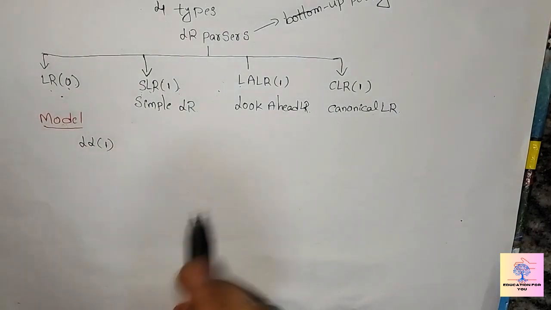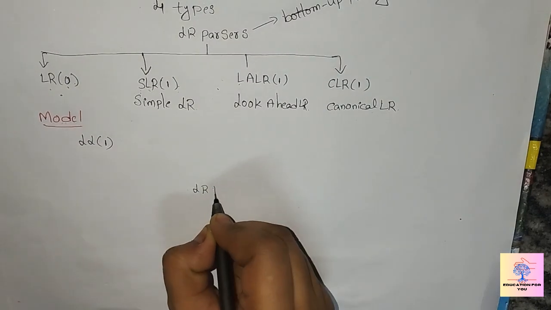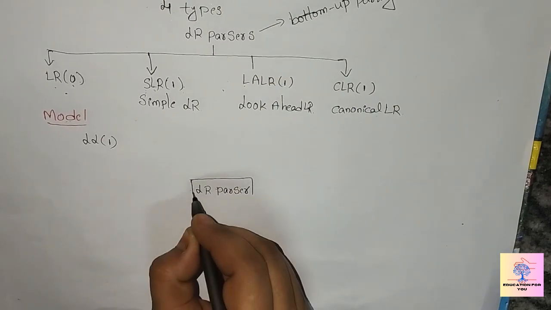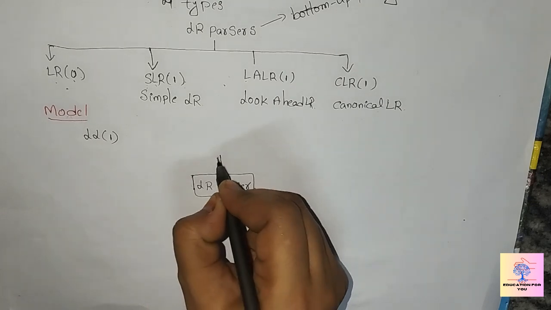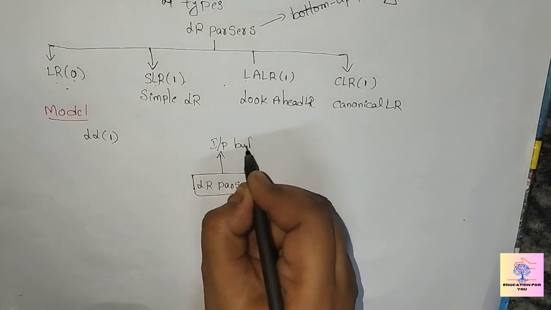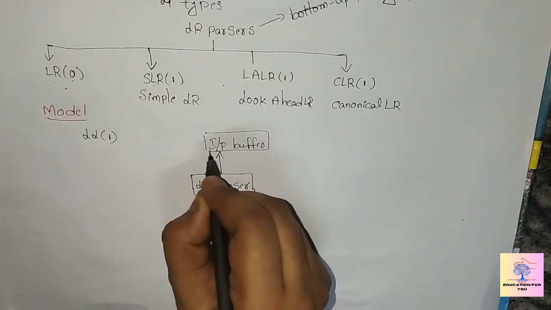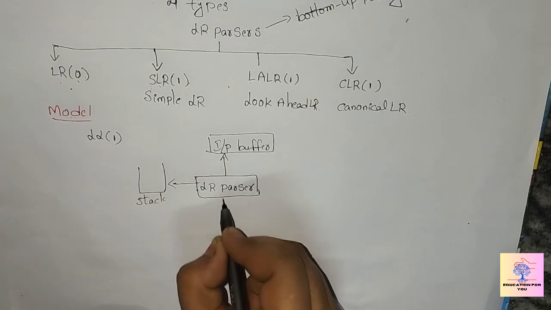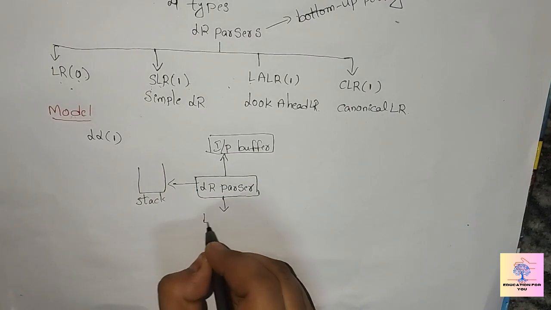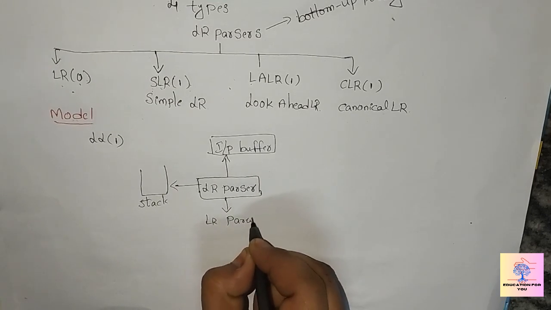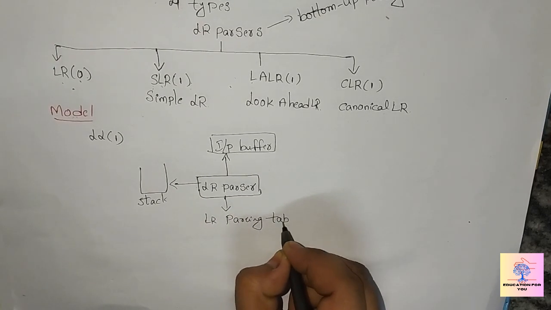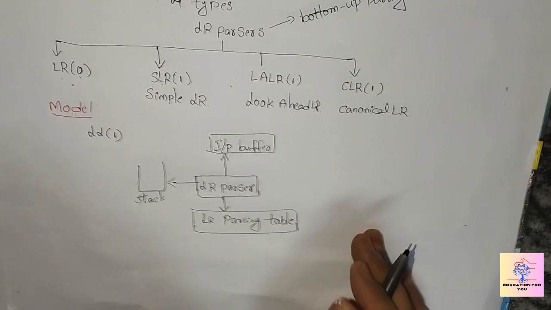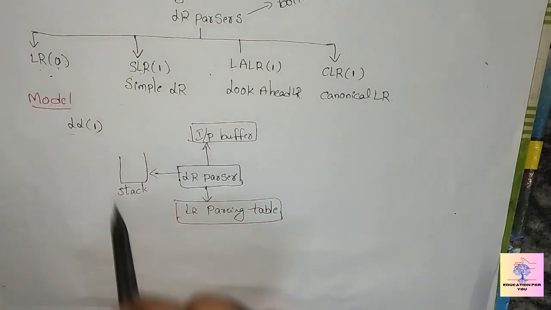Okay, what is that model? First, in the middle I will take the LR parser. Here I will take the input buffer. The third one here is the stack. The fourth one here is the LR parsing table. LR parsing table. In the LL1 parser also the same model came.